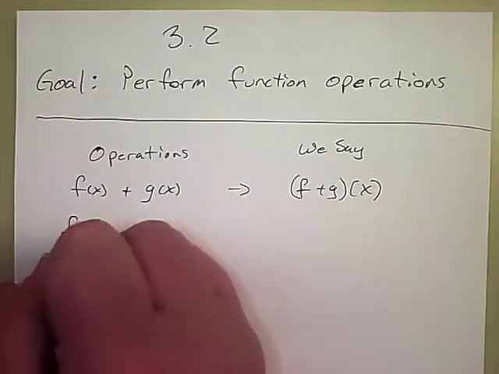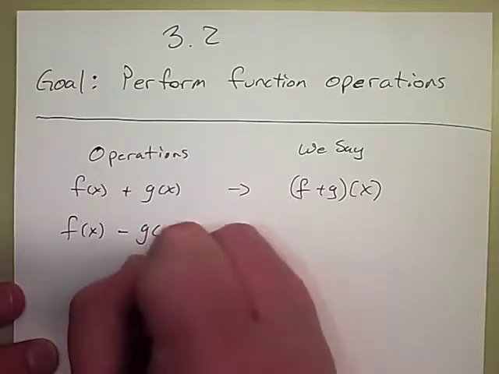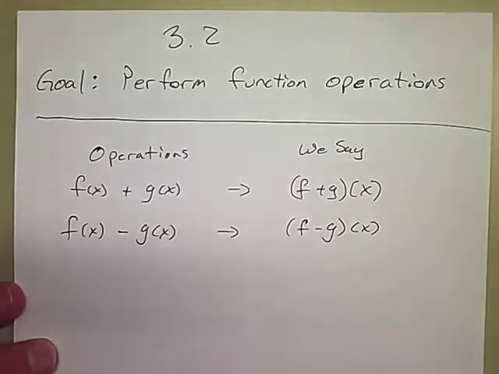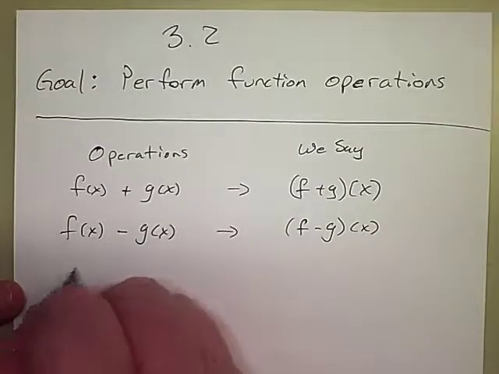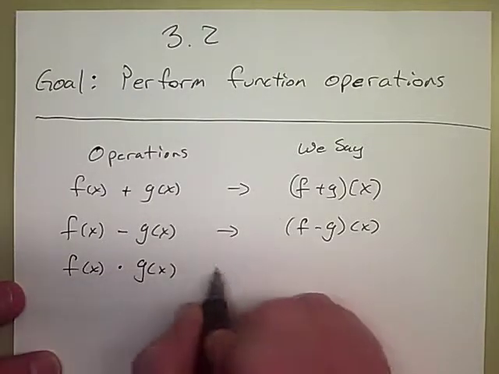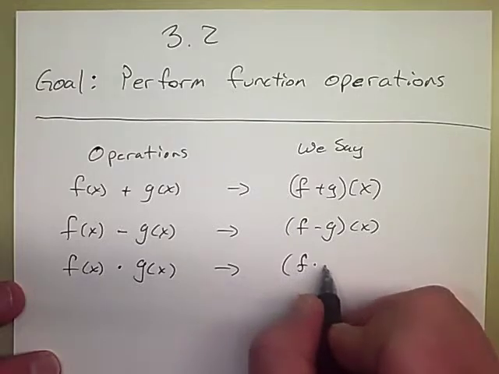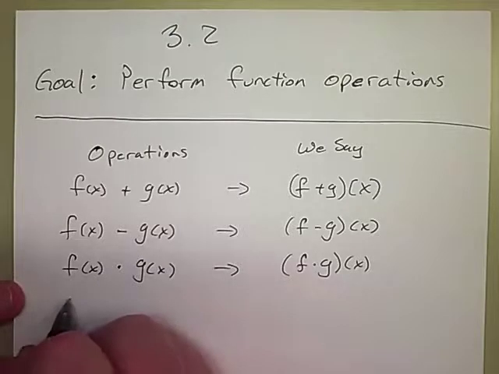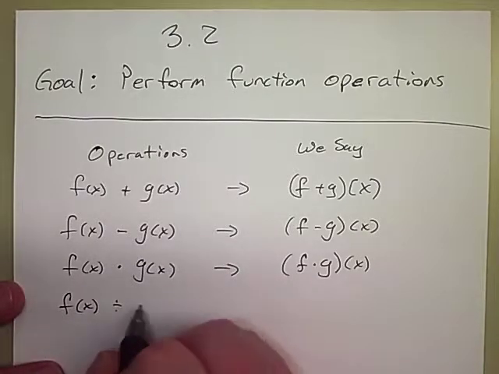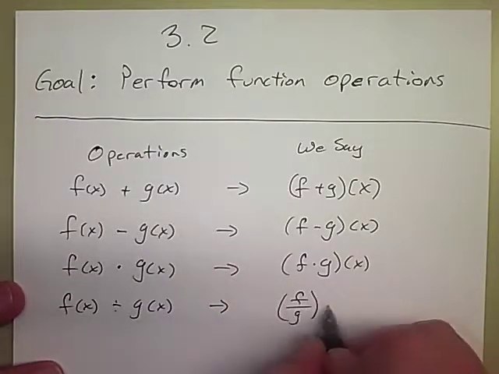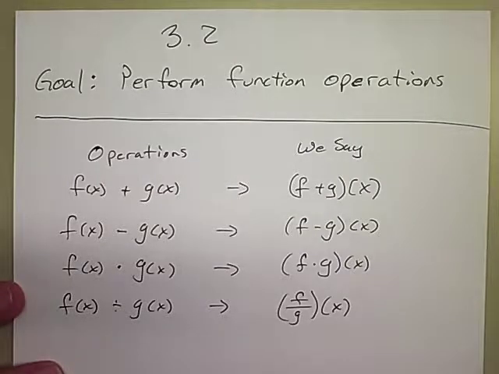And the same thing goes for subtraction, f of x minus g of x. We would write that as f minus g at x. And then multiplication, if I have f of x and I'm going to multiply that with g of x, we'd rewrite that as f times g at x. And then with division, if I'm going to divide, I really don't like using this symbol here, but that's okay. We would write it as f divided by g at x. And that's really the basis of it.